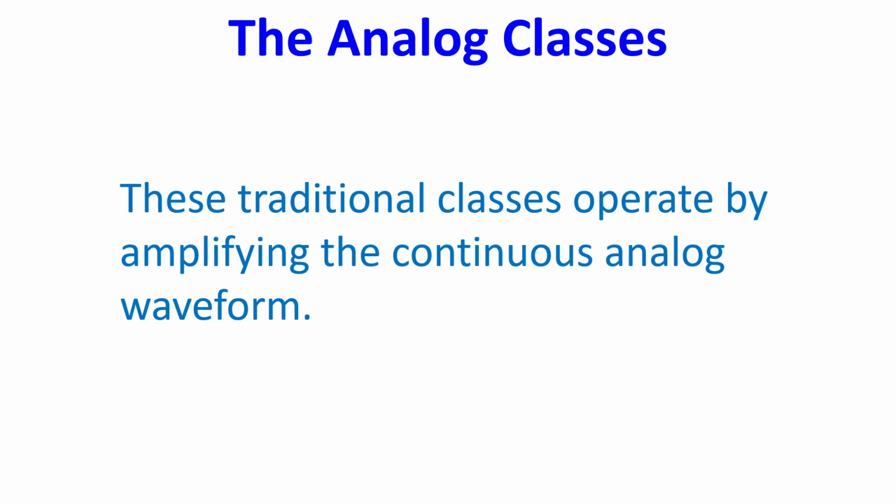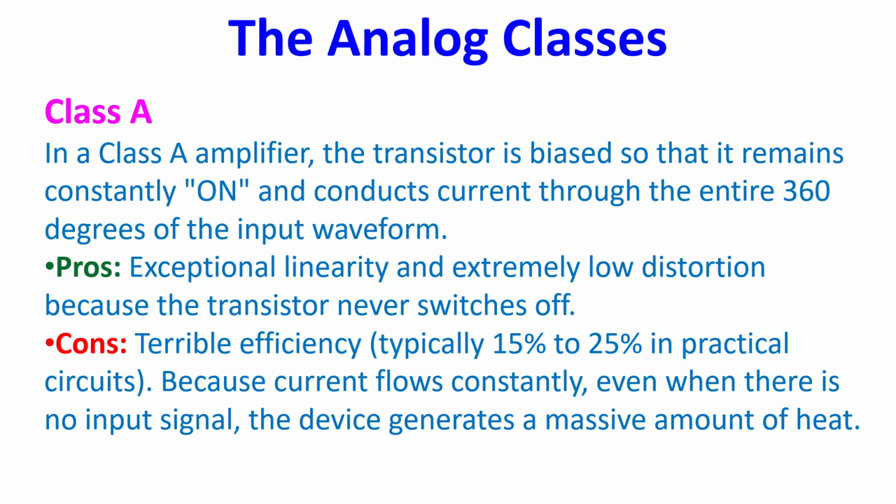The analog classes. These traditional classes operate by amplifying the continuous analog waveform. Class A. In a Class A amplifier, the transistor is biased so that it remains constantly on and conducts current through the entire 360 degrees of the input waveform.